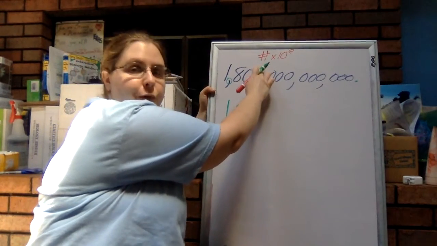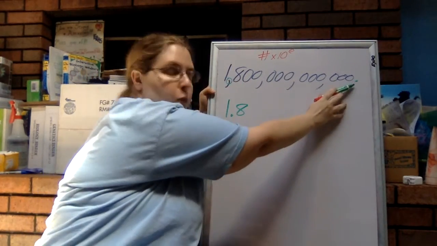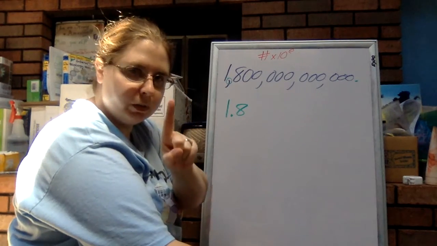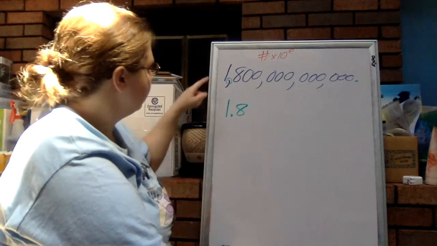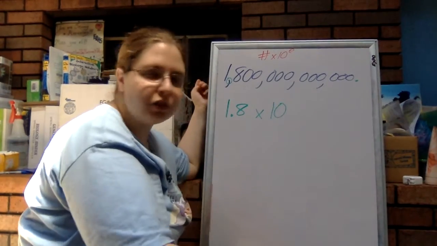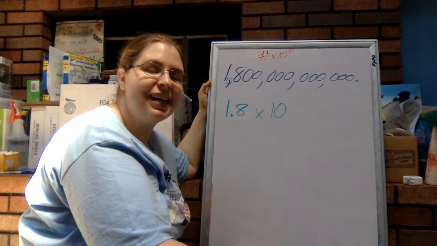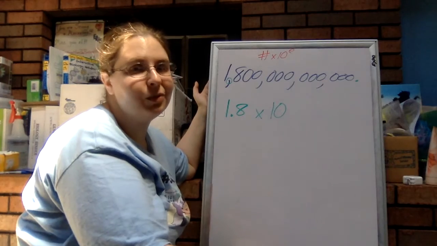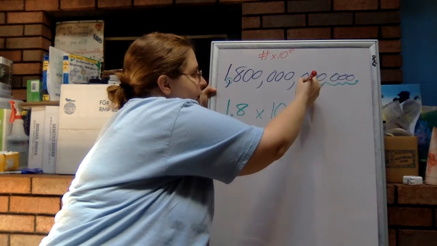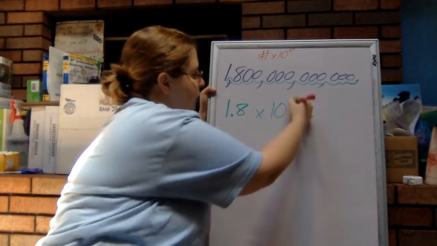Now remember, general formula: number times 10 to an exponent. We have our number, 1.8, because I'm moving the decimal from all the way at the end to right behind the 1, so that we have one non-zero numeral in front of it. So 1.8 times 10. Question is, what's the exponent? Here's a nice easy thing. The exponent is the number of places that you move your decimal. So start here: 1, 2, 3, 4, 5, 6, 7, 8, 9, 10, 11, 12. Our exponent is 12.